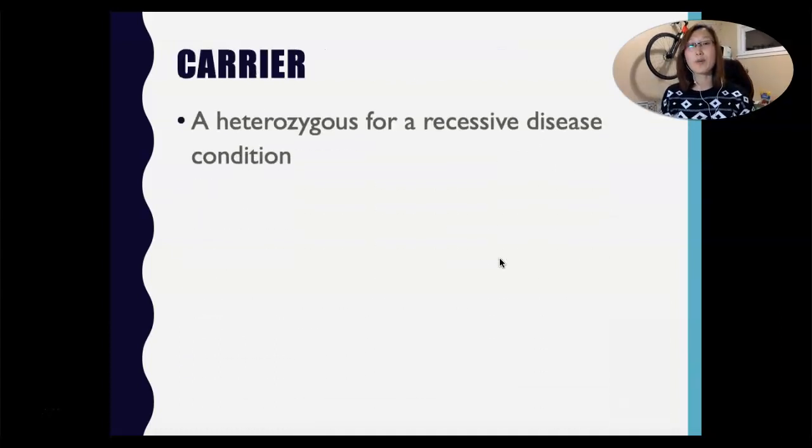Another word that you need to know about is called a carrier. So Marshy is here for emotional support. Let's see how long he can last.